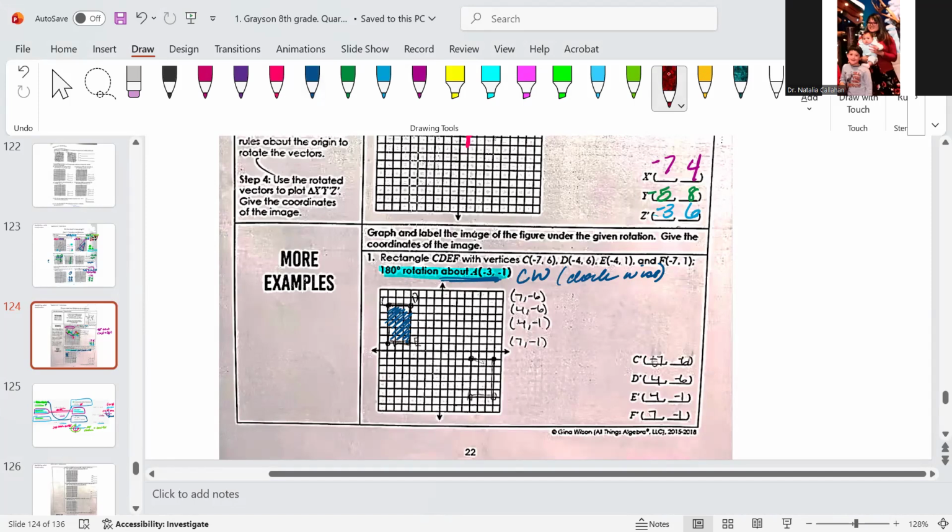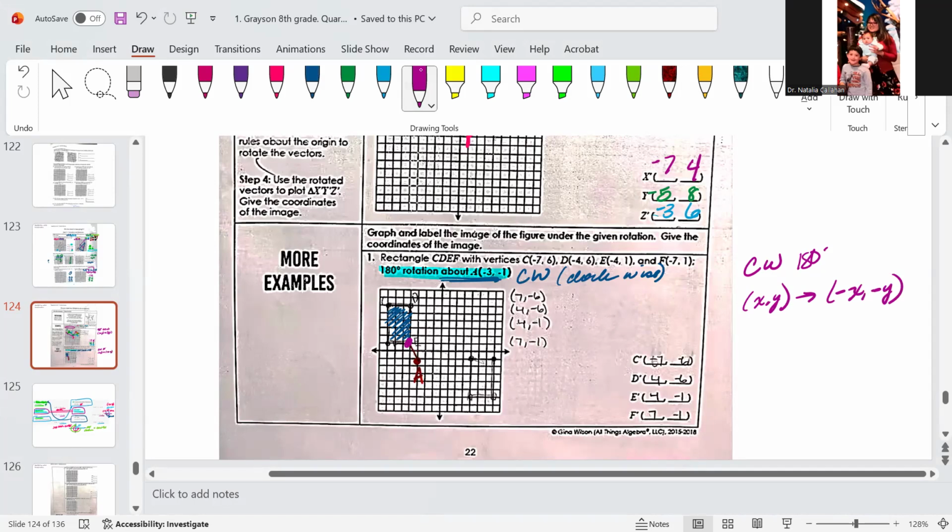That point is (-3, -1). 1, 2, 3, -1. Correct? This is A, right? Yeah. So all of these points have to go to A. First point is E, correct? Yeah. So if it's clockwise 180 degrees, what's the formula? Negative x and negative y. Or (x, y) becomes (-x, -y).